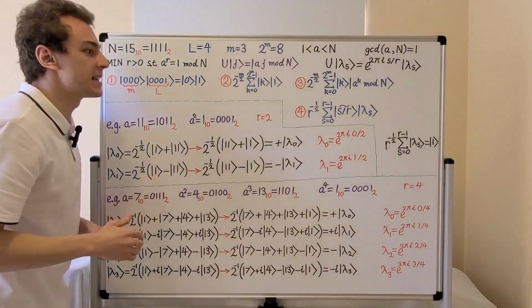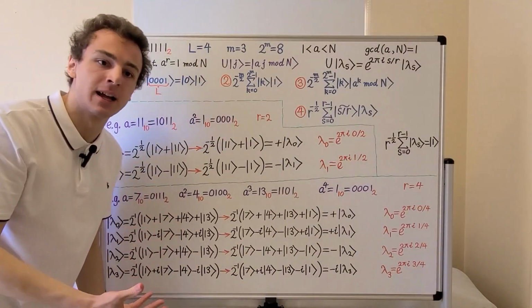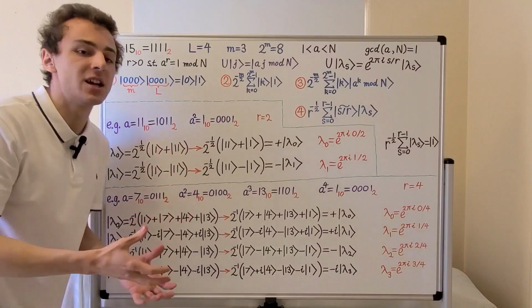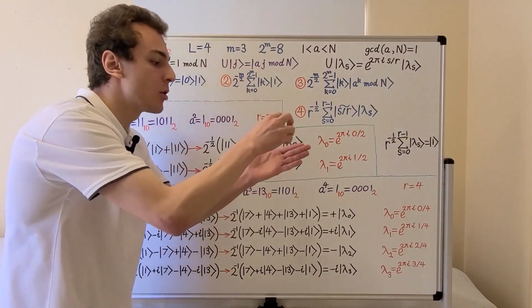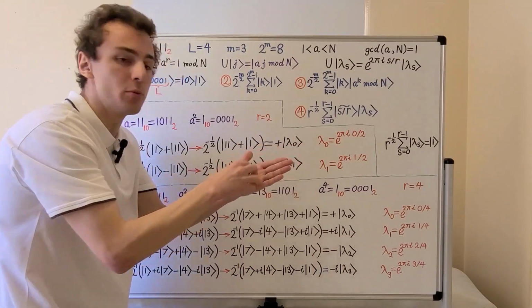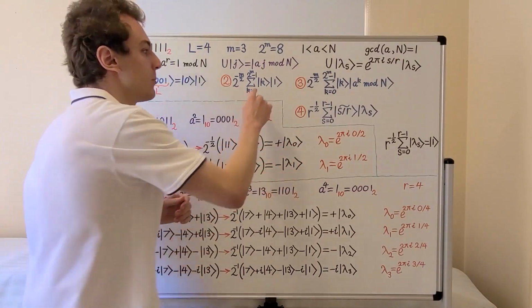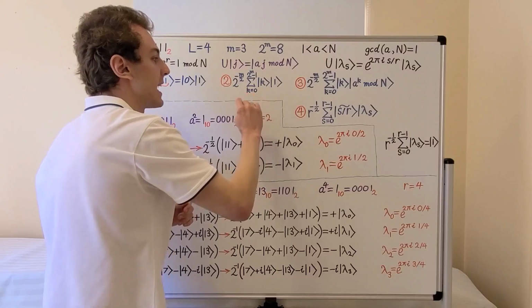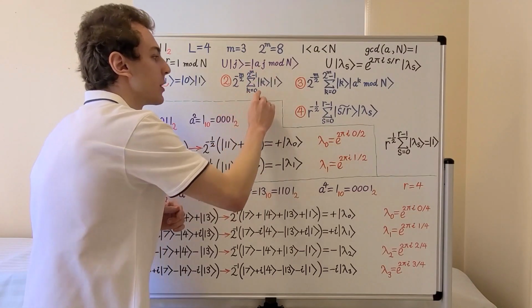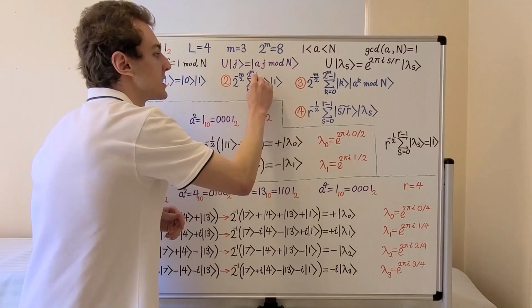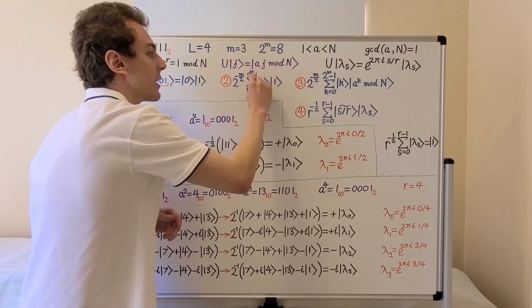Step 2 is creating a superposition. We're going to create a superposition in the first register. This can be done by applying Hadamard gates to all of the qubits in the first register. And then we get this sum over an index k going from 0 up to 2 to the m minus 1. Because we're starting at 0, we have to subtract 1 from this final value.